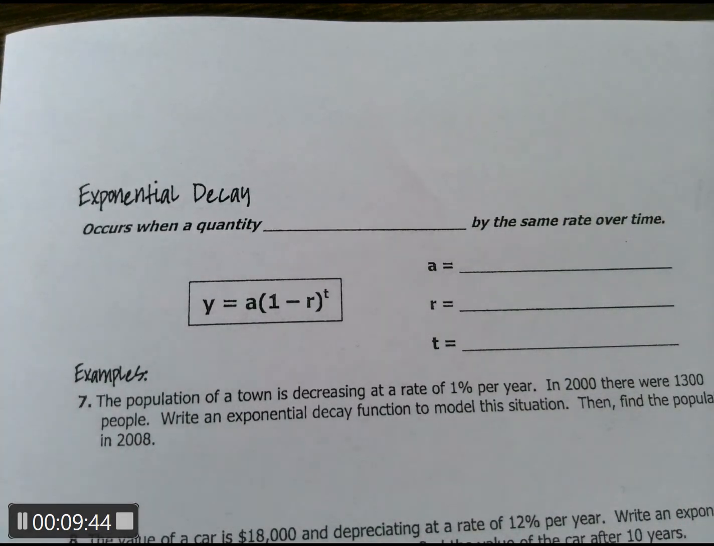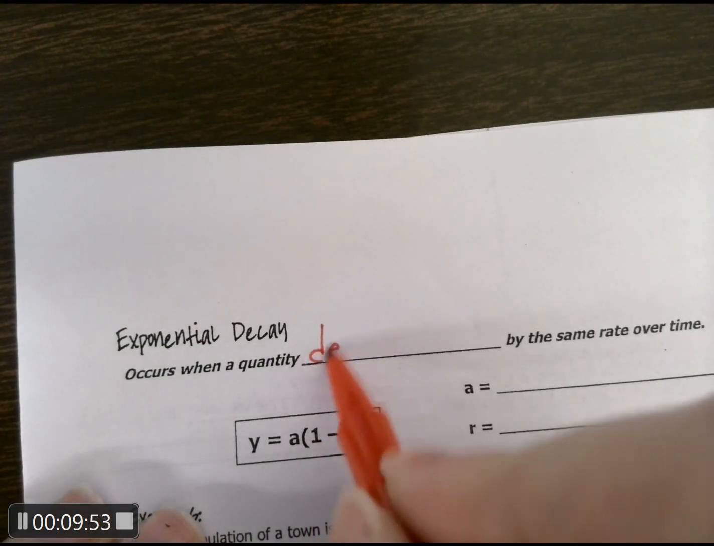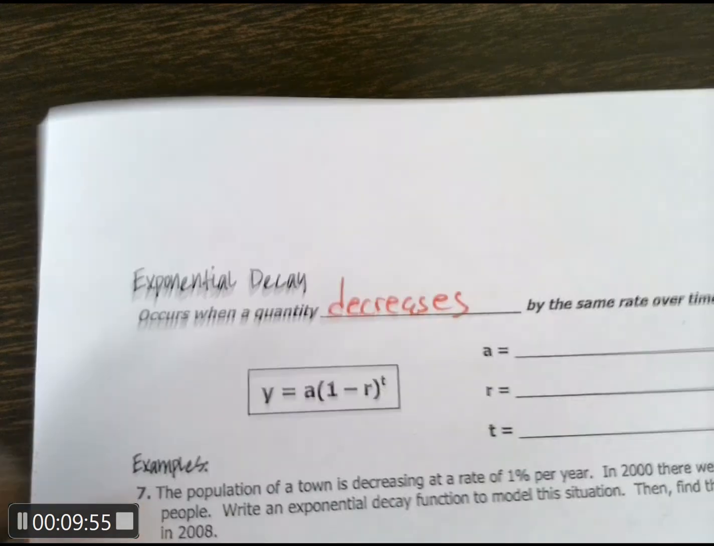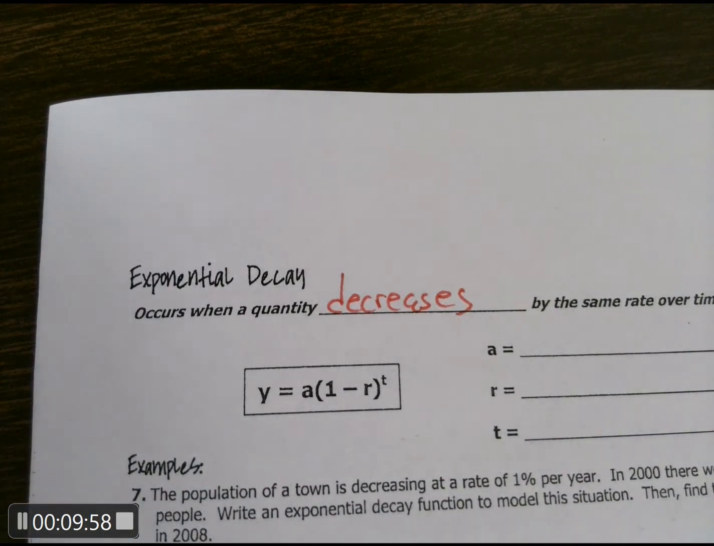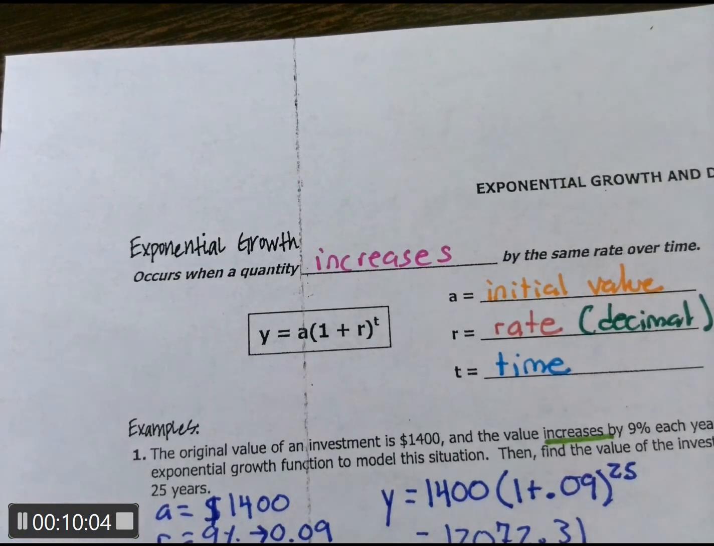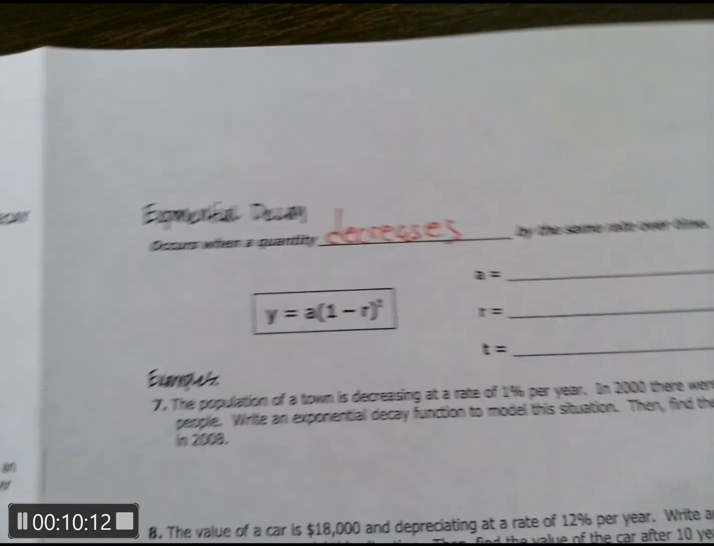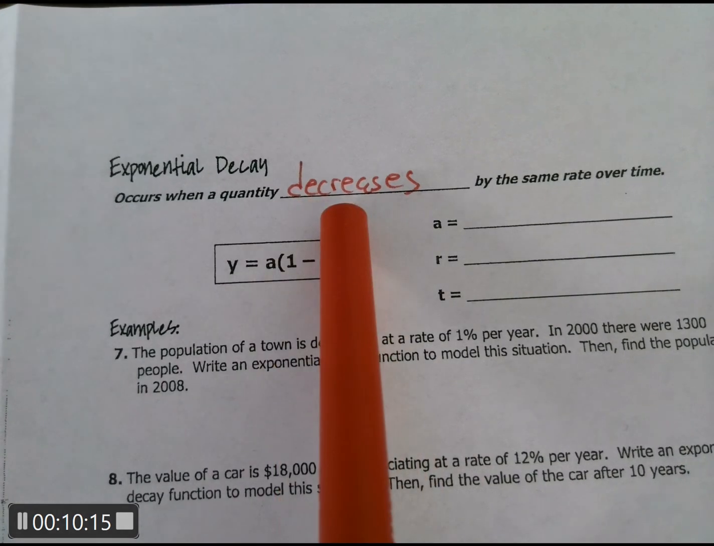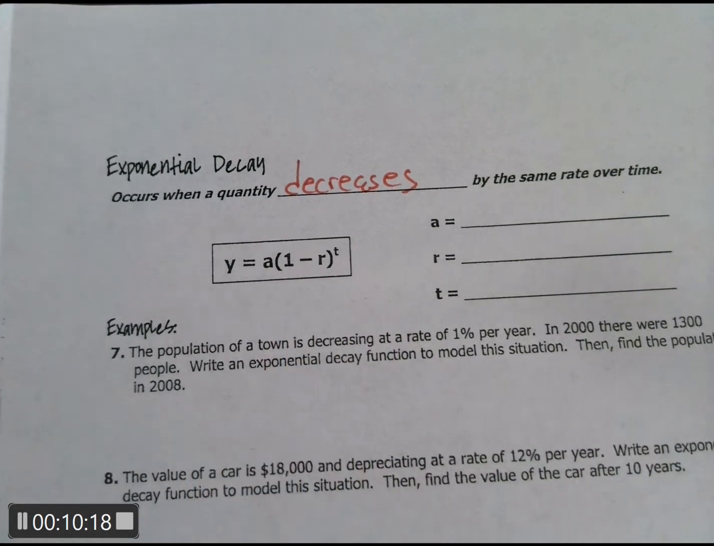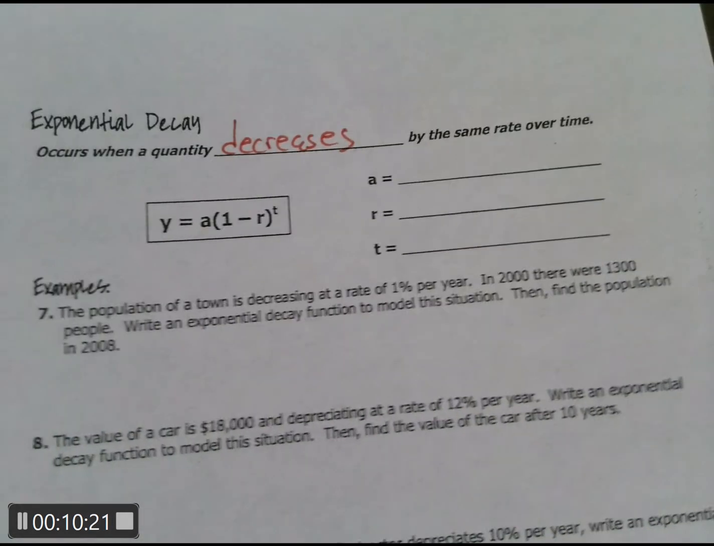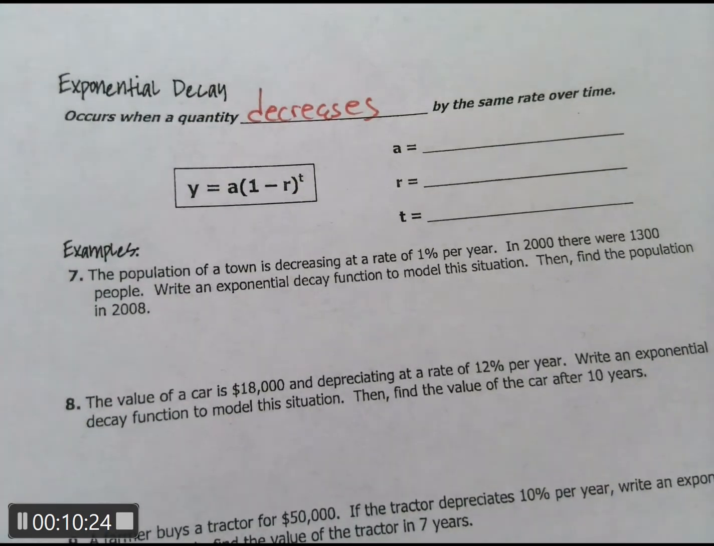Alright, we are now working with exponential decay. So exponential decay occurs when a quantity, that's right, you got it, it decreases. So that's going to be the main difference between growth and decay. Because, if we look at our growth, it occurred when a quantity increased. And so because it increased, we added. Now that our quantity is decreasing, we are going to subtract.